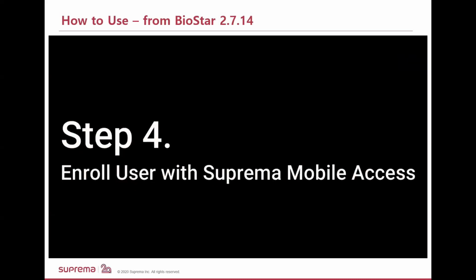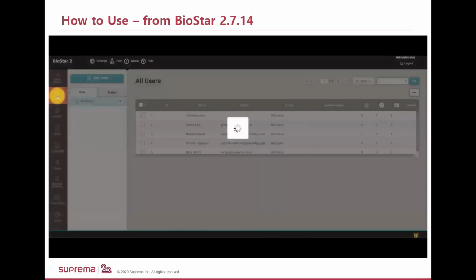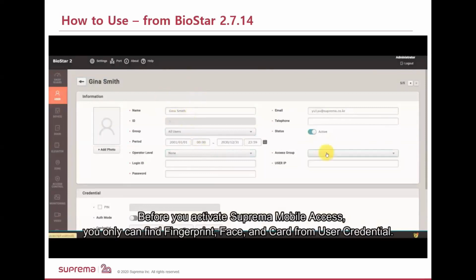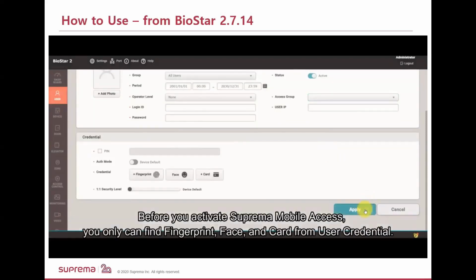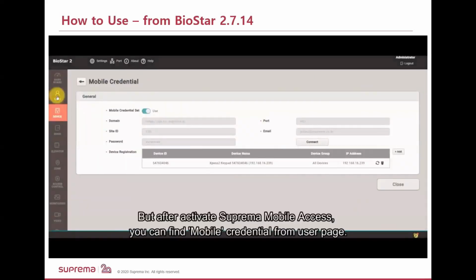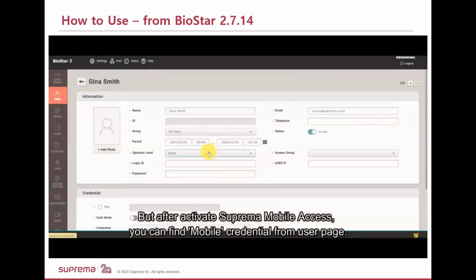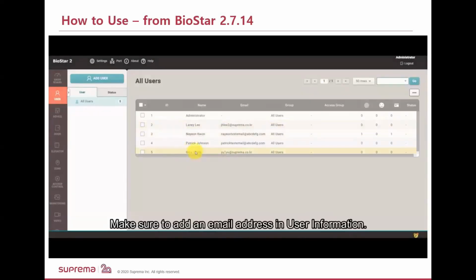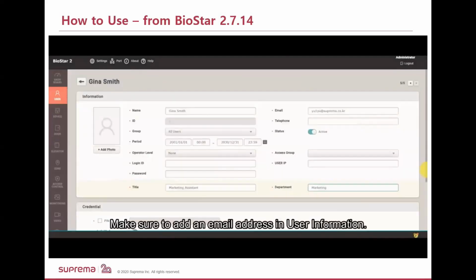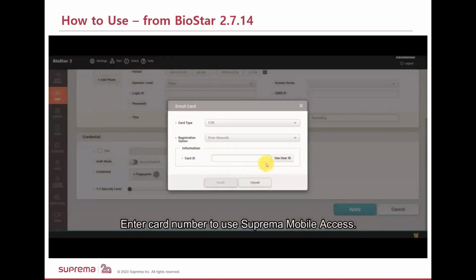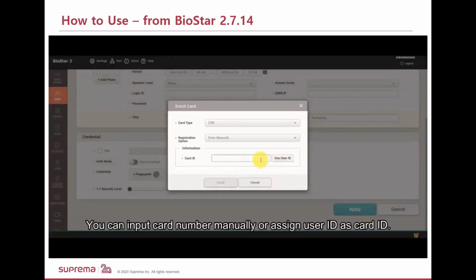Step 4. Enroll user with Suprema mobile access. Before you activate Suprema mobile access, you can only find fingerprint, face, and card information in user credentials. But after activating Suprema mobile access, you can find mobile credential on the user page. Make sure to add an email address in user information. Enter a card number to use Suprema mobile access. You can input the card number manually or assign the user ID as the card ID.